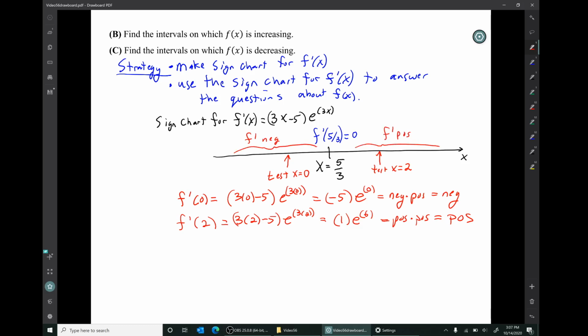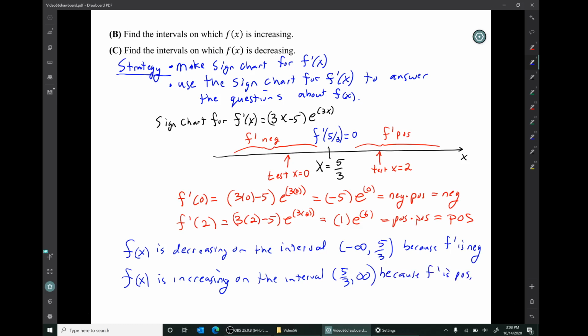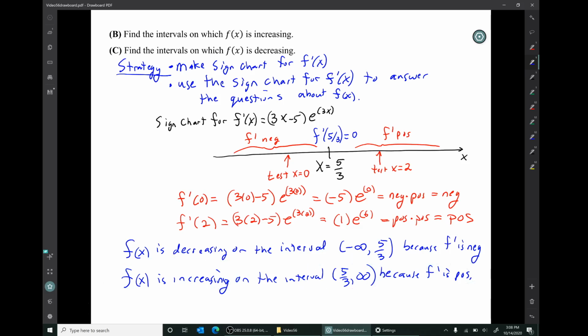So there's a sign chart for f prime finished, and we can use that now to answer the questions about f of x. So there we go. F is decreasing on this interval, and we say why? It's because f prime is negative. F is increasing on this interval because f prime is positive. Again, notice my use of nouns. I don't say it's increasing because it's positive. That would be incorrect. We say that f is increasing because f prime is positive.